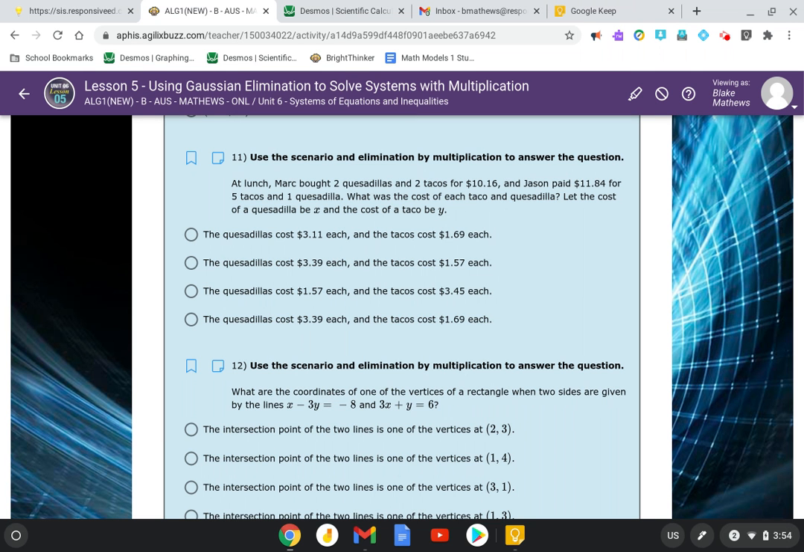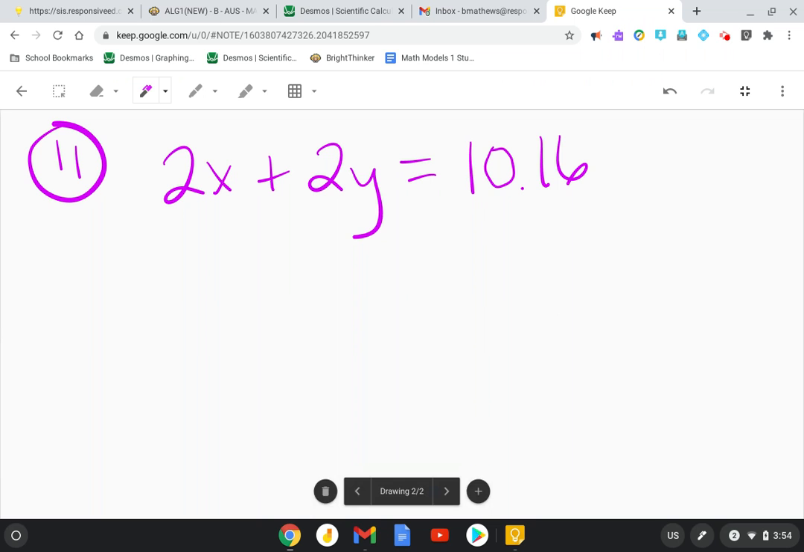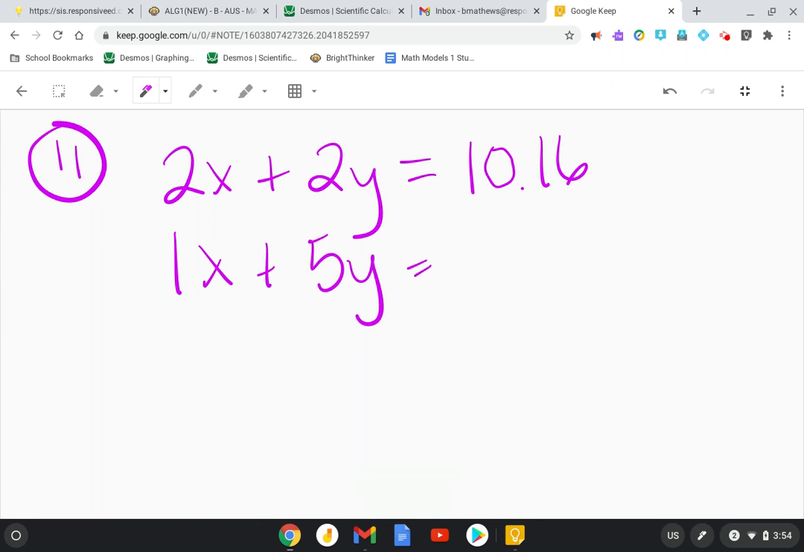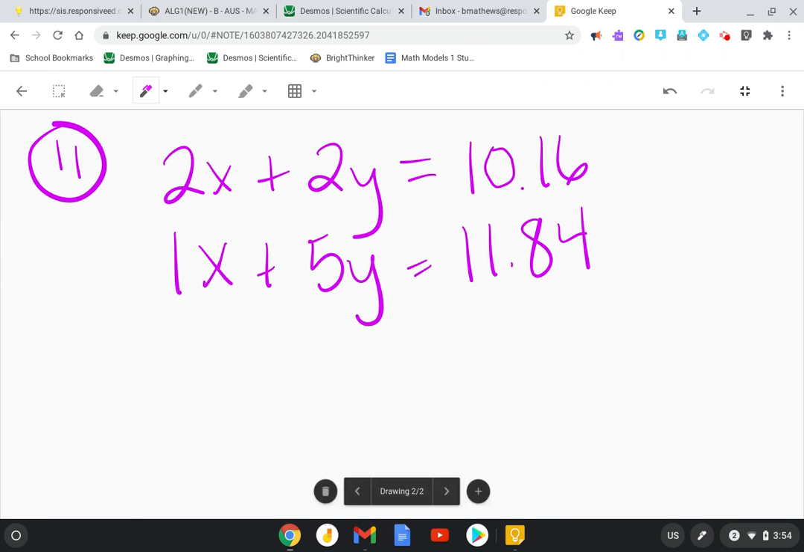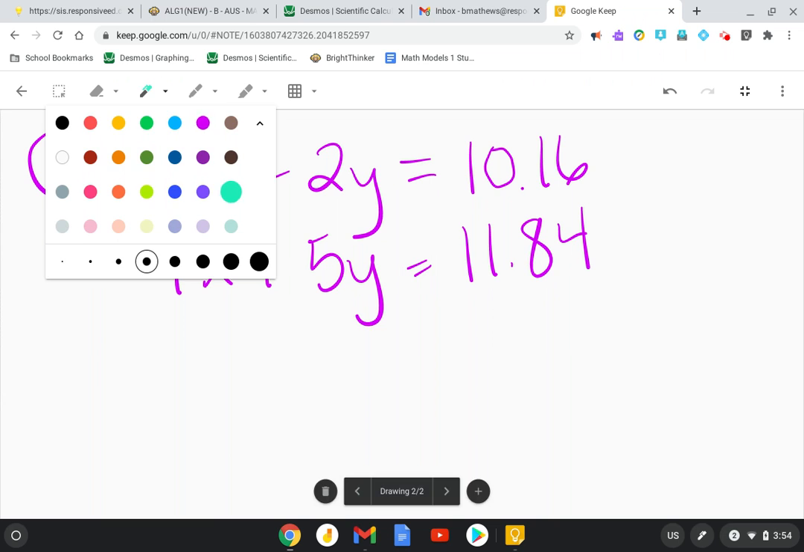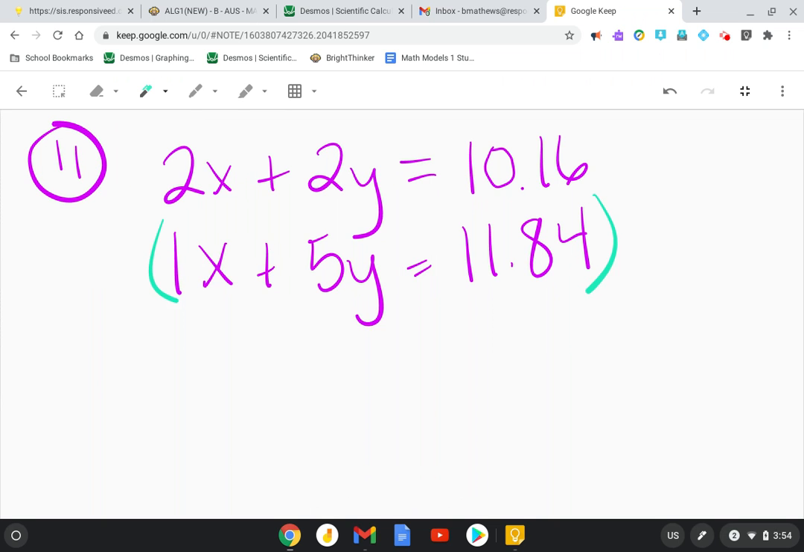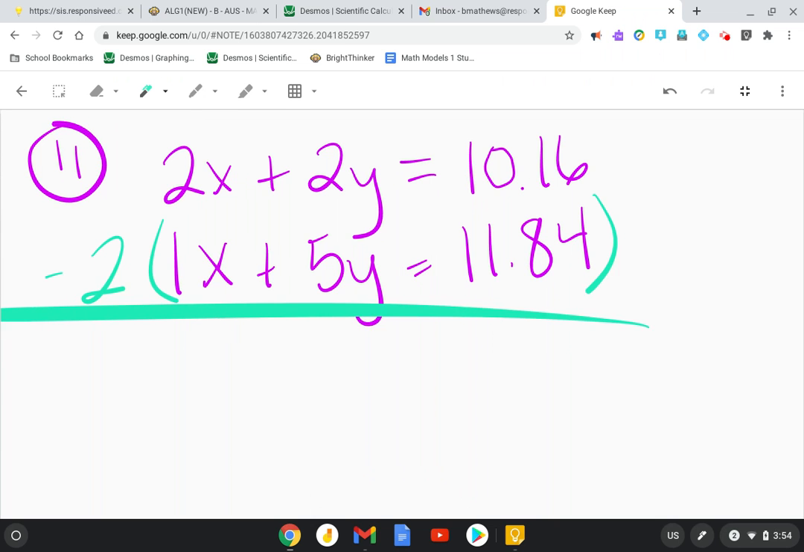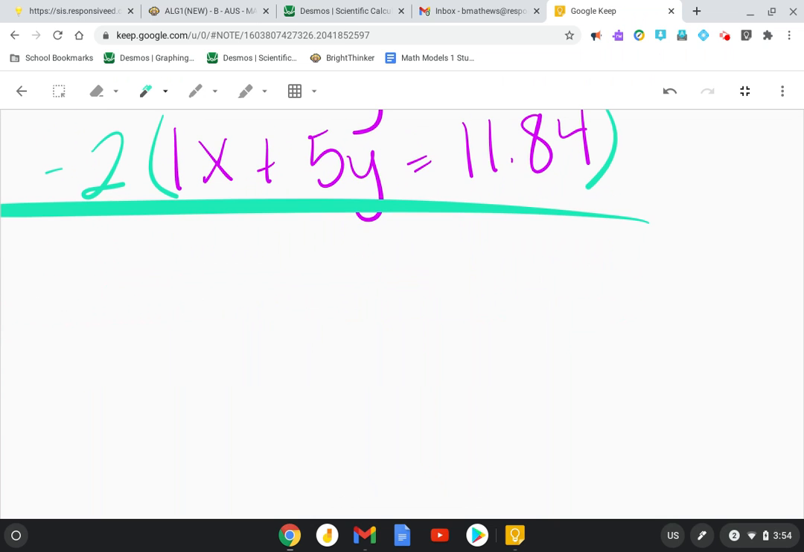Jason bought 5 tacos and 1 quesadilla. So 1 quesadilla and 5 tacos, and it cost him $11.84. And then you have to solve. And I'll go ahead and tell you, to get you started on using elimination, you need to multiply the second equation times -2. You do that, you'll be able to eliminate one of your variables.